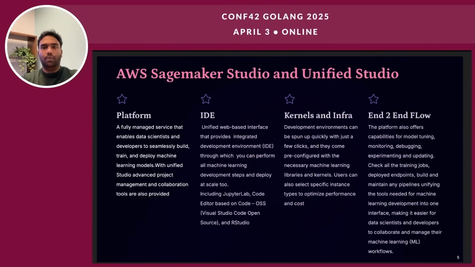AWS SageMaker has something called SageMaker Studio, and most recently they have added Unified Studio. It provides a fully managed platform that enables data scientists and developers to seamlessly build, train, and deploy machine learning models. With Unified Studio, advanced project management and collaboration tools are also provided. SageMaker Studio provides an integrated development environment through which you can perform all machine learning development steps and deploy at scale too. It's a web-based interface which you can access directly from the browser or the AWS console.